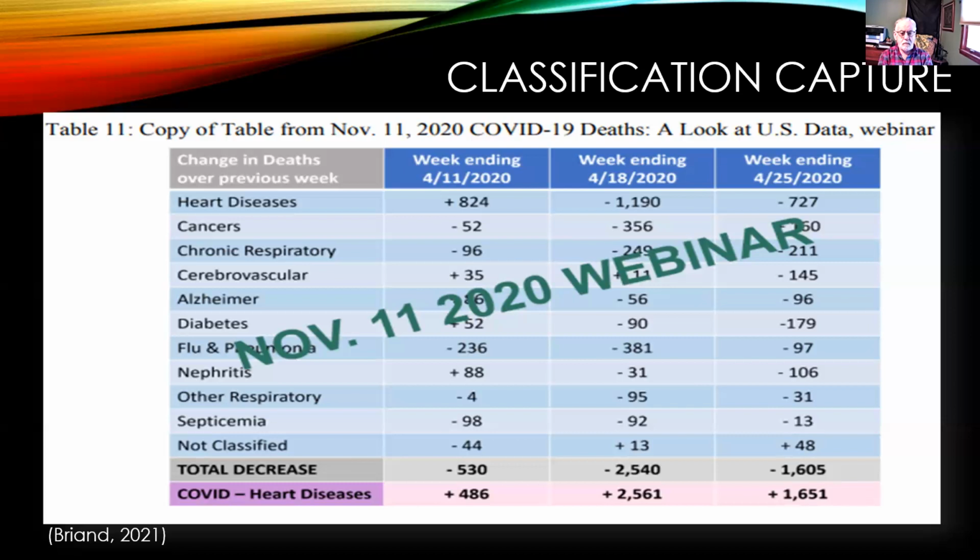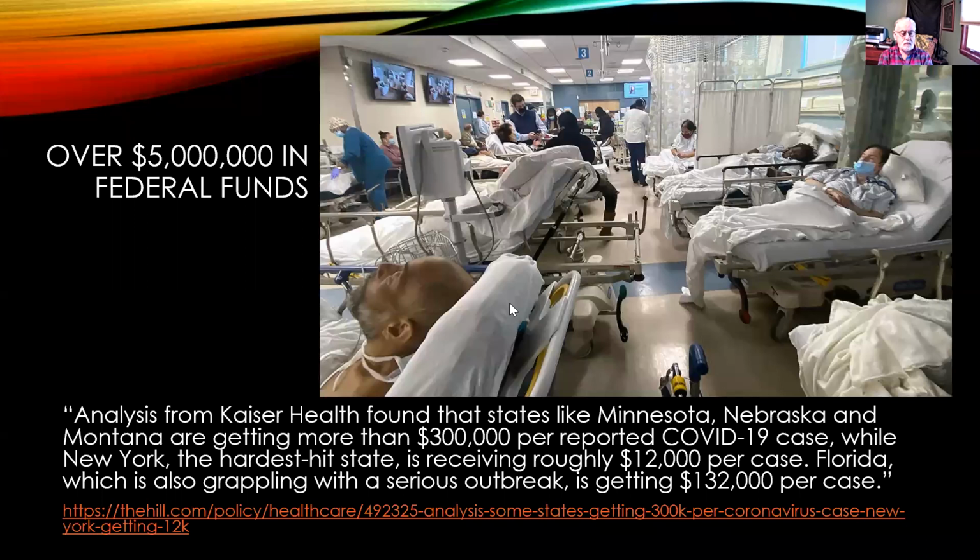So what would be the incentive of this? Because if we wanted to go back and research, this is making all our data less accurate because now it's all just COVID deaths. So what would be an incentive for this? Well, the government incentivized with money. So in states like Minnesota, Nebraska, and Montana, they're getting $300,000 per case, not per infection now.